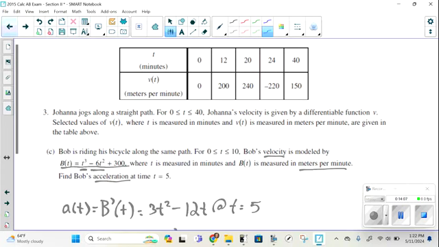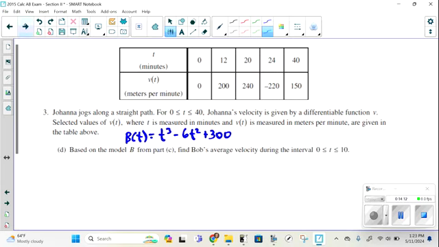Let's go back and make sure. Yep, there it is. T cubed minus 6t squared plus 300. Okay. Find Bob's average velocity during the interval from 0 to 10 inclusive.